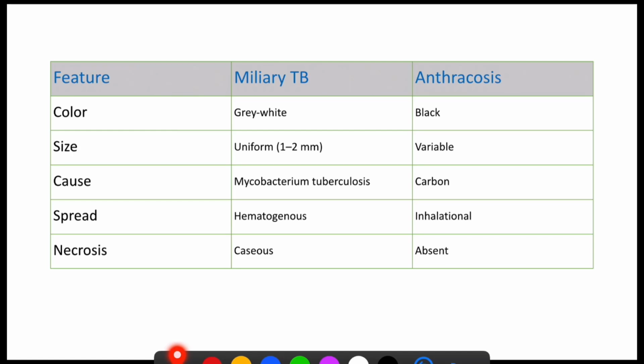How will you differentiate miliary TB and anthracosis? Miliary TB, we have already seen, has tiny tubercles of 1 to 2 mm, grey white. These are the black pigmentation present in anthracosis, and this is due to carbon particles or coal material. So this is due to inhalation, this is hematogenous, and anthracosis is common in coal miners.